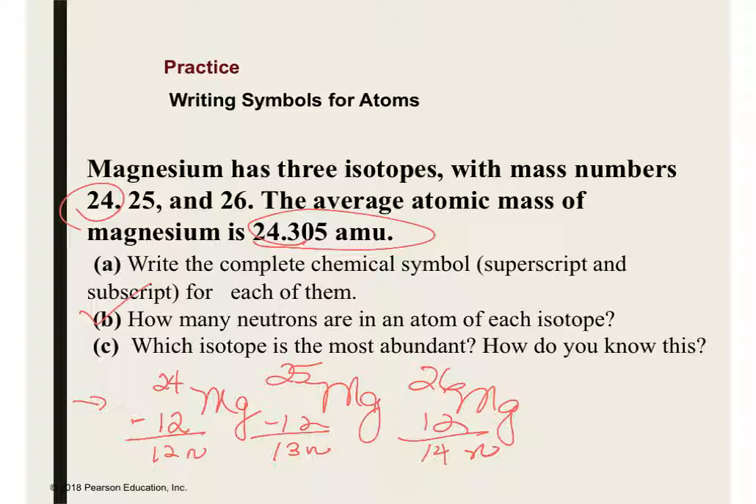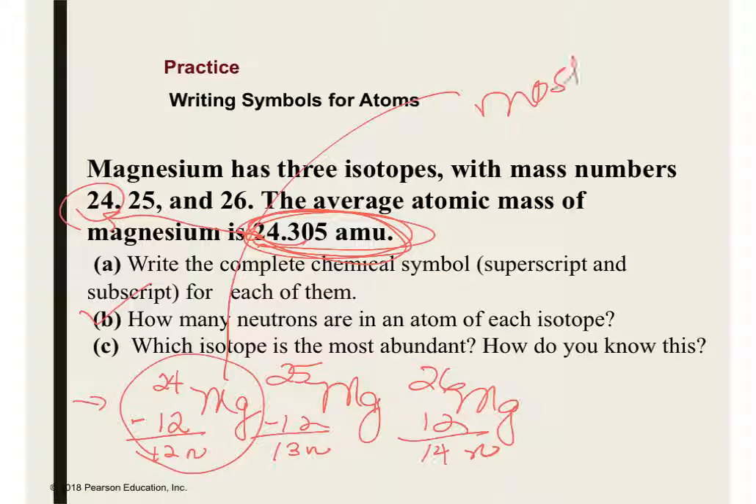Which isotope is the most abundant? This is a really common question. I see it on tests, I see it on final exams, so pay attention to this. The isotope that is closest in mass to the average atomic mass is the most abundant. So 24.305 is closest to 24. So the magnesium 24 isotope is the most abundant because its mass is closest to that of the average atomic mass.